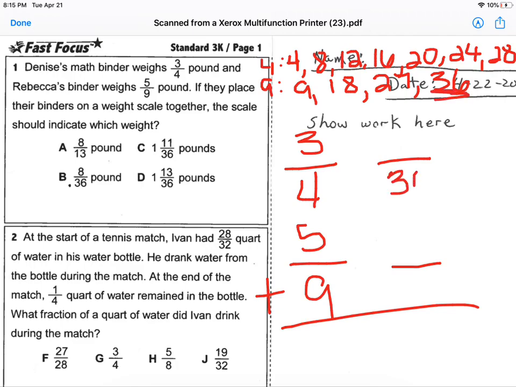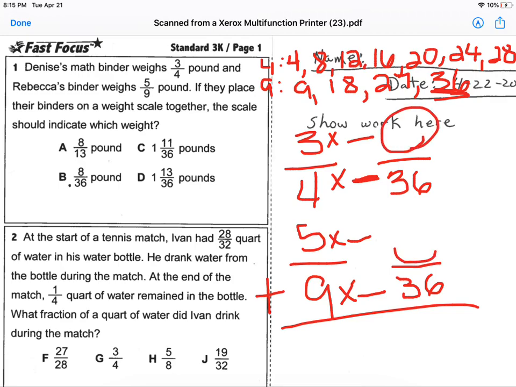So that means 36 is going to be your common denominator. Okay, you're going to multiply 4 times the number and you get 36. And then you're going to multiply that 3, that's the numerator, times whatever you do for the denominator. And then you're going to multiply 9 times the number to get 36. And you're going to use that number and multiply it by 5. And then you're going to take the numerators and add. Okay.